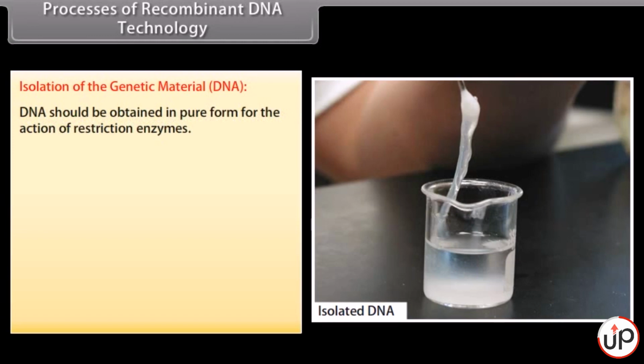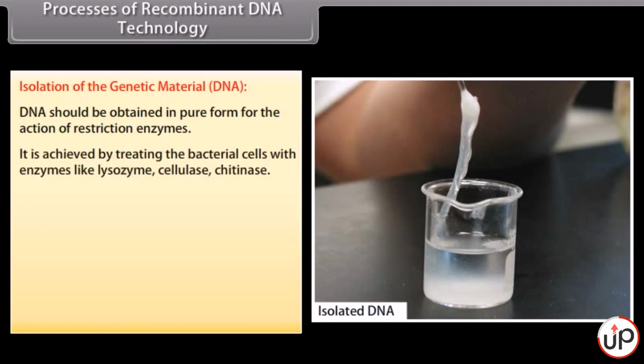Isolation of the genetic material, DNA. DNA should be obtained in pure form, free of the action of restriction enzymes. It is achieved by treating the bacterial cells with enzymes like lysozyme, cellulase, and chitinase.